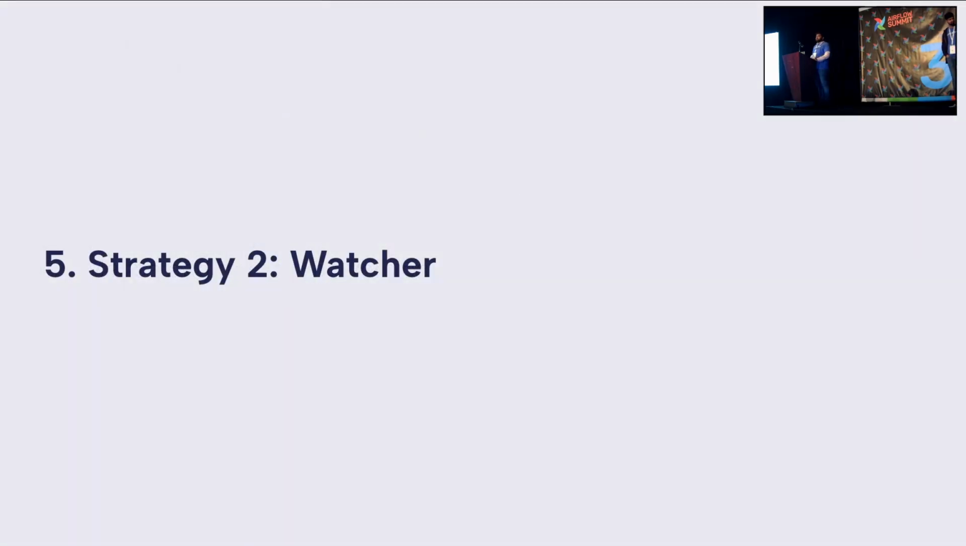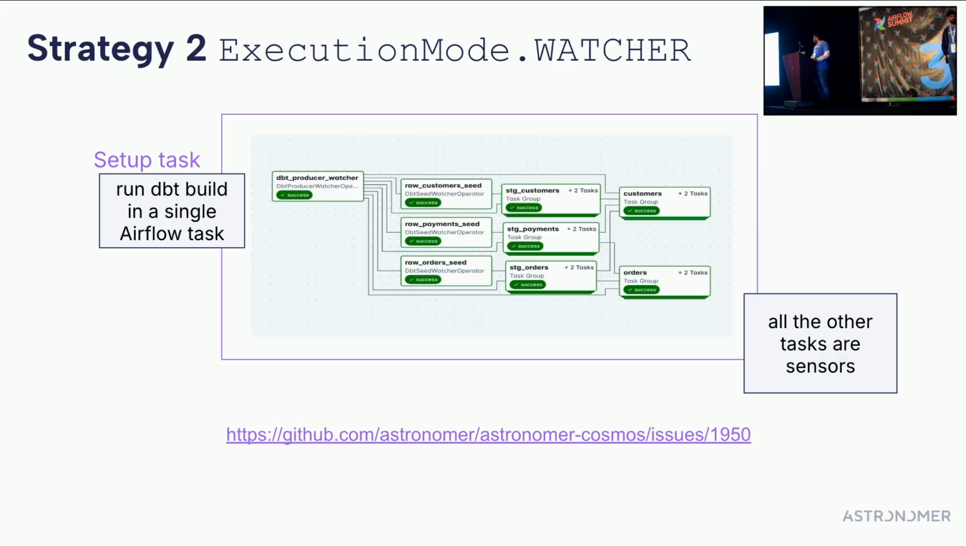More recently, we have been working on another execution mode. This is strategy 2 that we are going to talk about here. It's called Watcher. Similar to the Airflow async mode, the design is similar here. We also have a setup task in the beginning. The difference is that we mocked the dbt adapter in the Airflow async mode. Over here, we are not doing any mocking, but allowing dbt to run the project based on your selections in its entirety. That happens in the setup task.